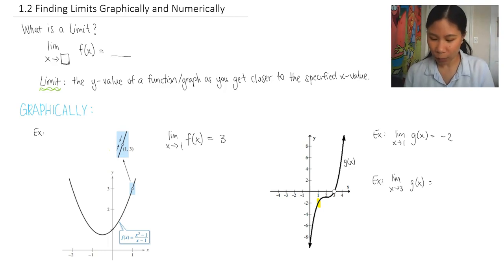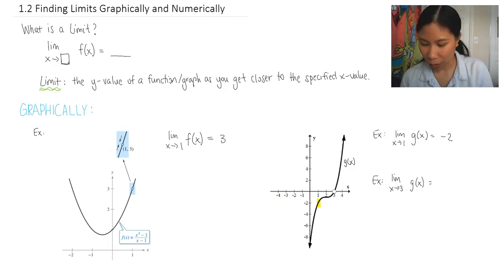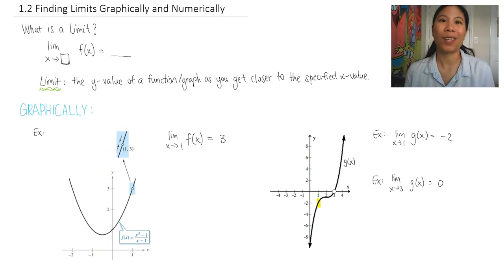But then this next one, if I'm looking at the limit as x approaches 3, at x equals 3, there's a hole right there. But it doesn't even matter whether a point there exists or not. As long as your graph is approaching a certain y value, then that counts. So at x equals 3, the y value looks to be 0. So that would be the limit. So it doesn't matter whether there's a point there or not.